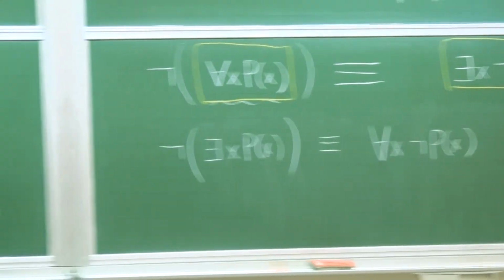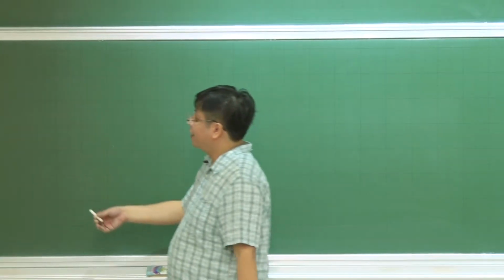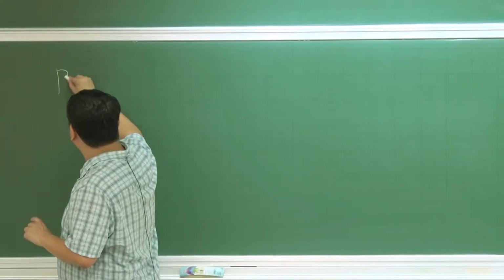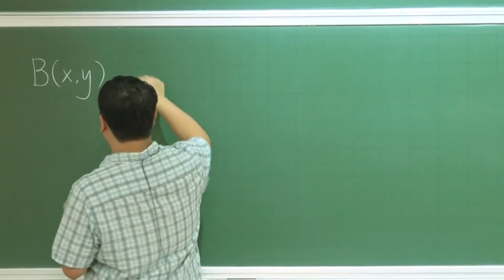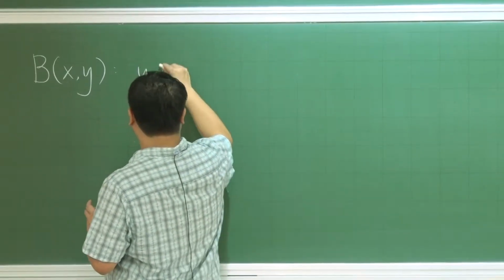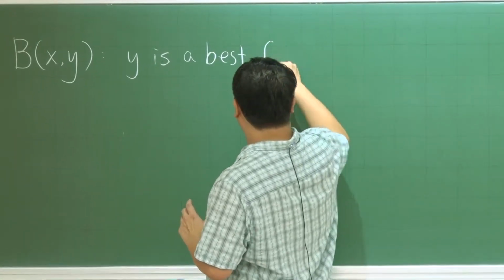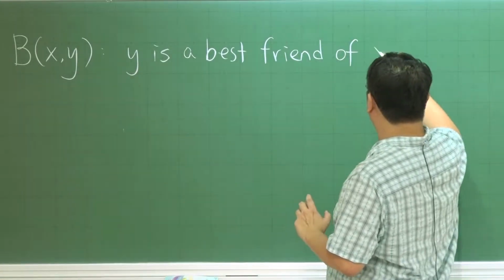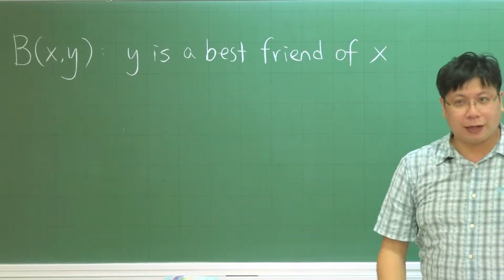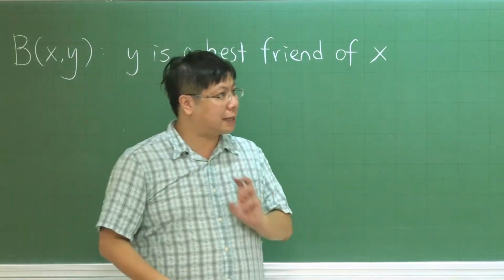So let's do an exercise about the best friend one. Let's say B(x,y) is, so this is the best friend scenario, y is a best friend of x. Is that okay? Y is the best friend of x, and then we have something like everyone has exactly one best friend.